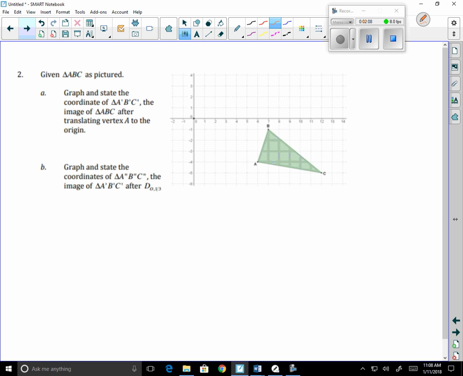Number 2 says, triangle ABC's picture. It says graph and state the coordinates of A prime, B prime, C prime after translating vertex A to the origin. So if I translate vertex A to the origin, I'm going left 6 and up 4. I have to do that for all of these. If I go left 6 and up 4, I wind up having B prime here. A prime is the origin. For point C, if I go left 6 and up 4, I'm at 6, negative 2.